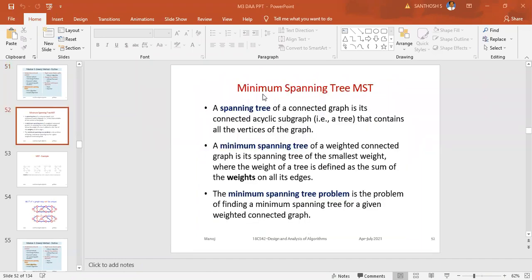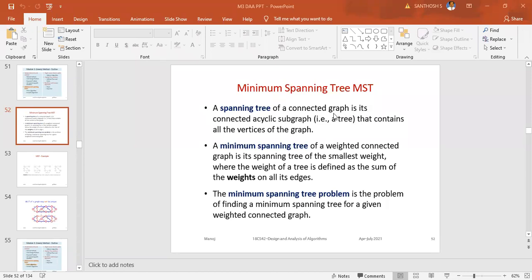So, coming further, what is a minimum spanning tree, that is MST? It is a tree. You are all familiar with a tree. A tree consists of vertices and edges. Now the spanning tree of a connected graph: graph G is equal to V comma E, that is vertices and edges.